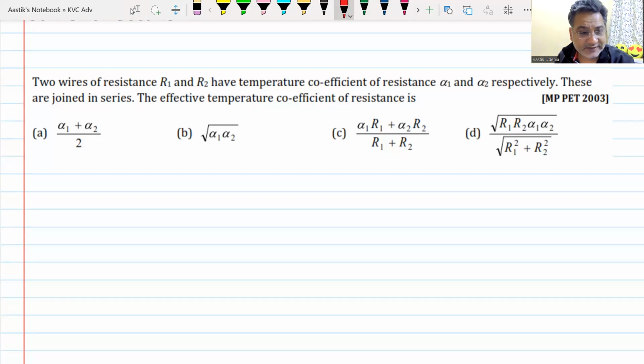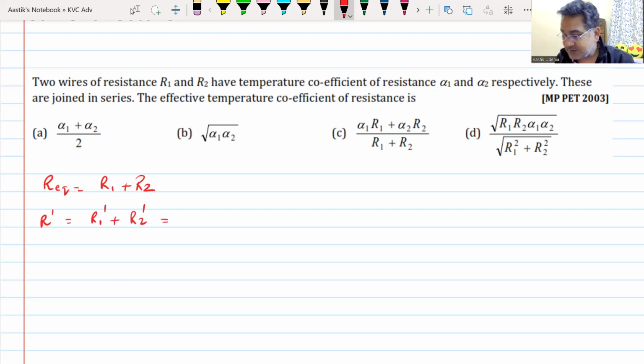They are joined in series. So effective resistance R equivalent becomes R1 plus R2. Now, if this is the original equivalent resistance, and I want to find out the value of R dash, this will be equal to R1 dash plus R2 dash, where R1 dash and R2 dash would be the resistances at a higher temperature. Do we understand this?